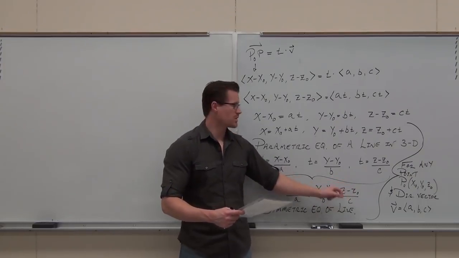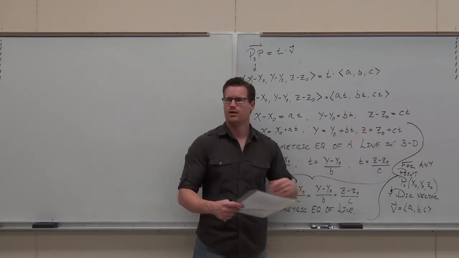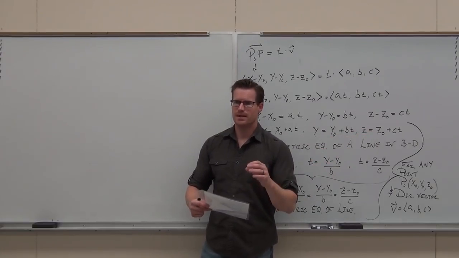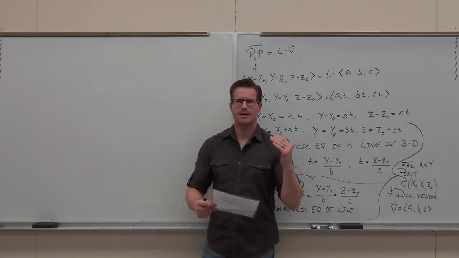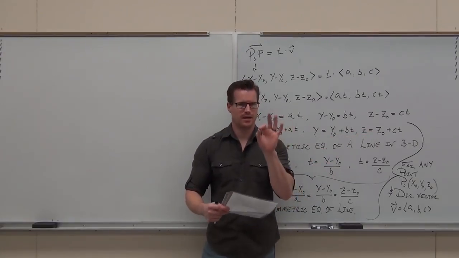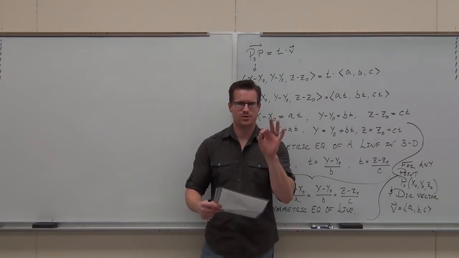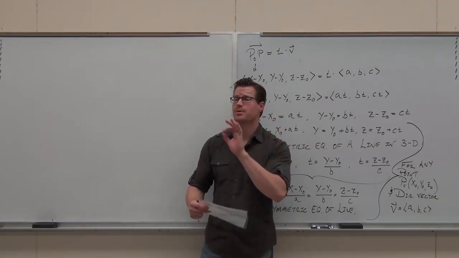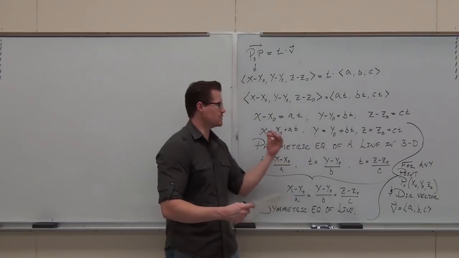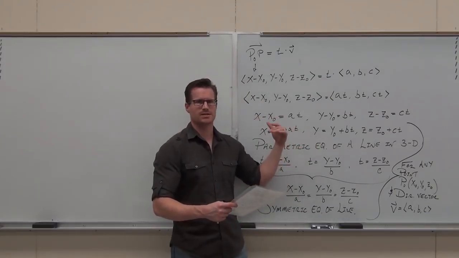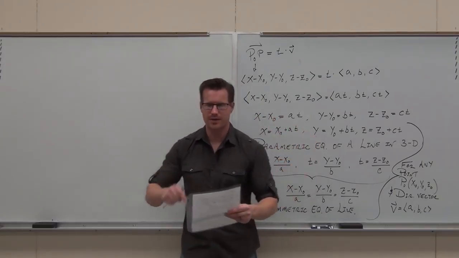If one of those is 0, so here or here or here, what that means is that the line is actually bound in a plane. If a direction number is 0, your line is actually in a plane that's parallel to the YZ plane, the XZ plane, or the XY plane. I'm going to write that out here real quick.